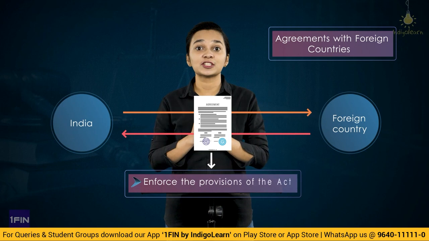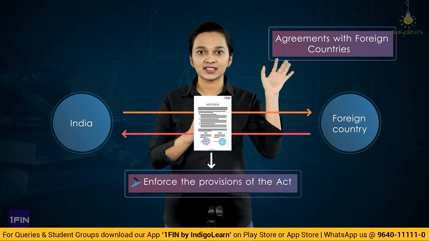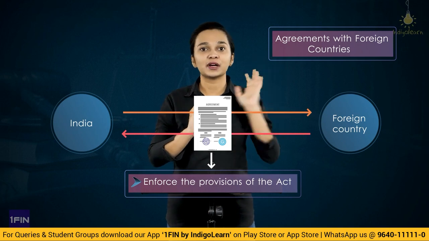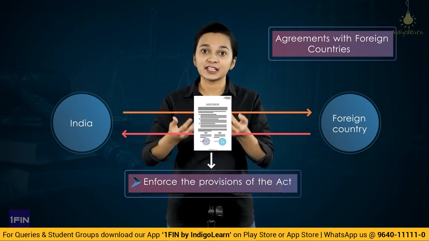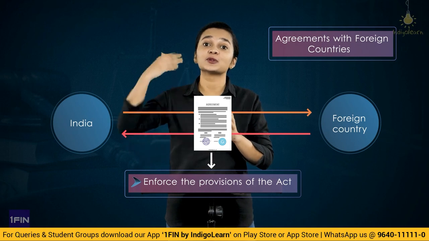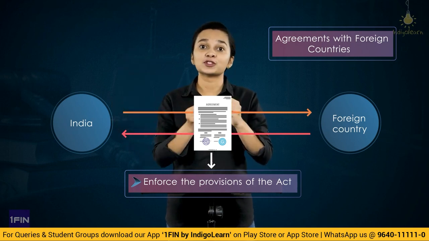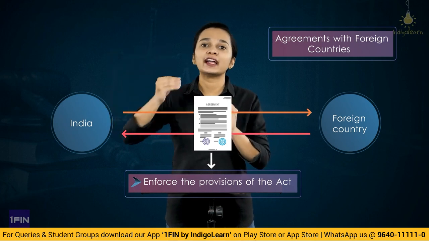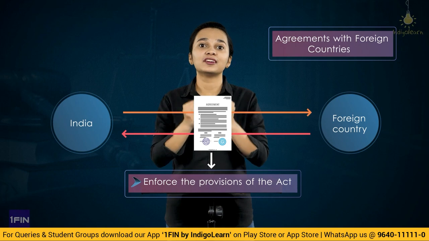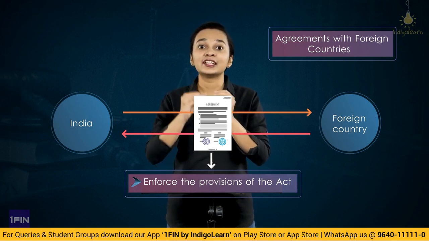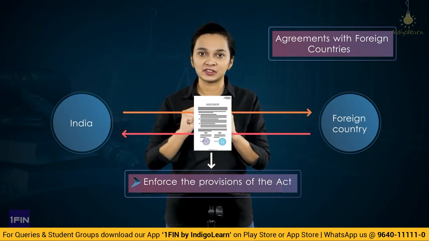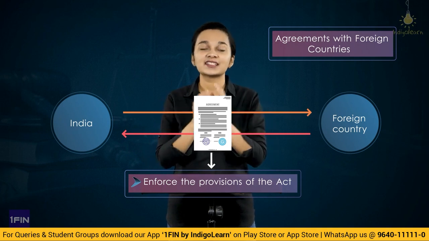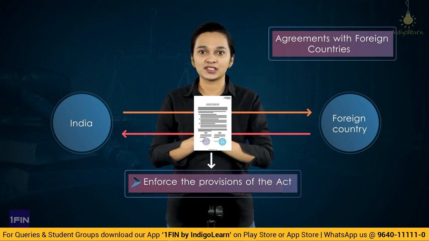The first purpose is to enforce the provisions of this act, that is to enforce the provisions of the Prevention of Money Laundering Act. So if an offence has been committed by a person and he has fled to some other country and India wants to enforce the provisions of this act against that other person, then that other country should also help India in carrying out the proceedings or in investigating the case of that other person. So the first intention behind making an agreement is to enforce the provisions of this act.